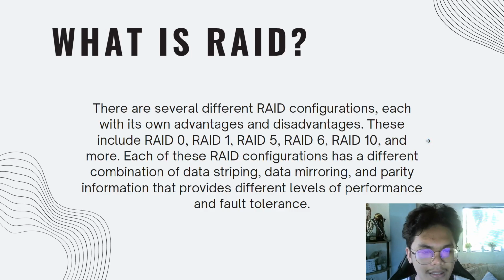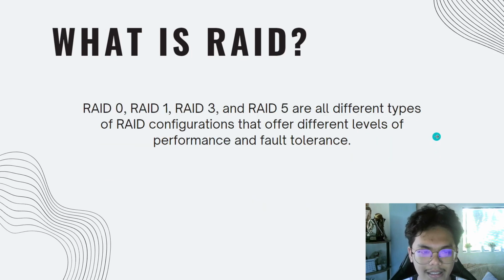There are several different RAID configurations, each with its own advantages and disadvantages. This includes RAID 0, 1, 5, 6, and 10, and many more. Each of these RAID configurations has a different combination of data striping, data mirroring, and parity information that provides different levels of performance and fault tolerance. So RAID 0, 1, 3, and RAID 5 are all different types of RAID configurations that offer different levels of performance and fault tolerance.